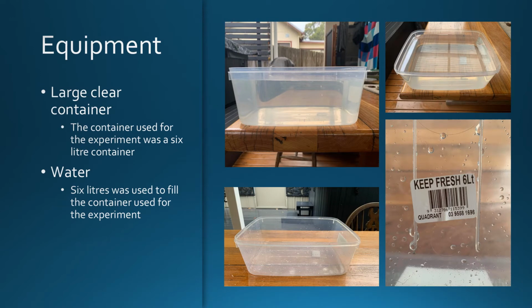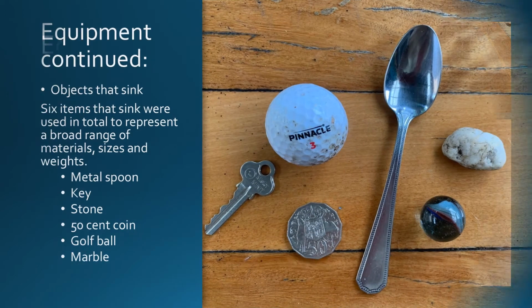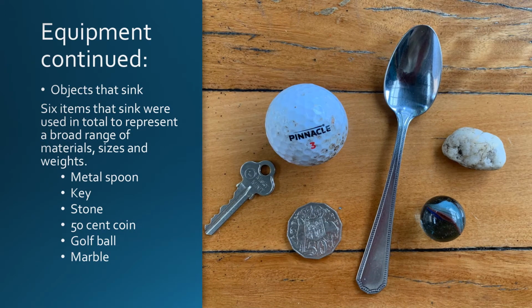The equipment used for this investigation was a large clear 6-litre container and 6 litres of water to fill it, as well as items that sink or float. The sinking items used for this investigation stood to represent a broad range of materials, sizes, and weights. The sinkable items were a metal spoon, a key, a stone, a 50-cent coin, a golf ball, and a marble.